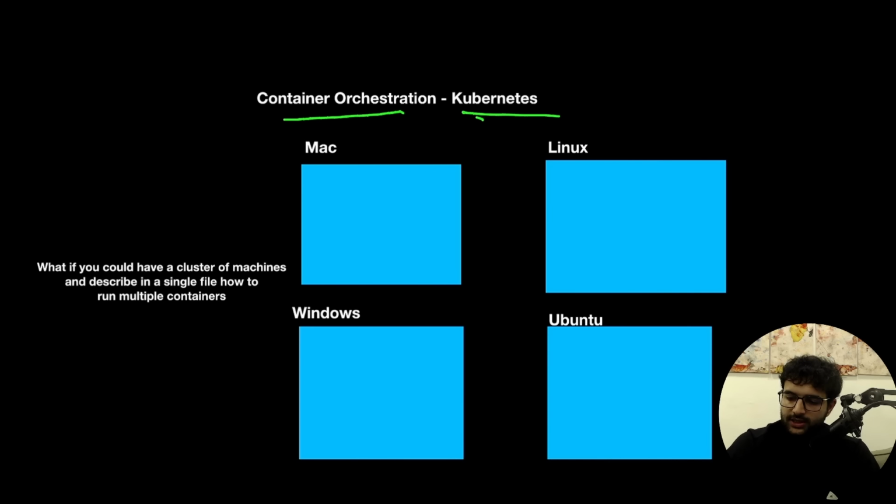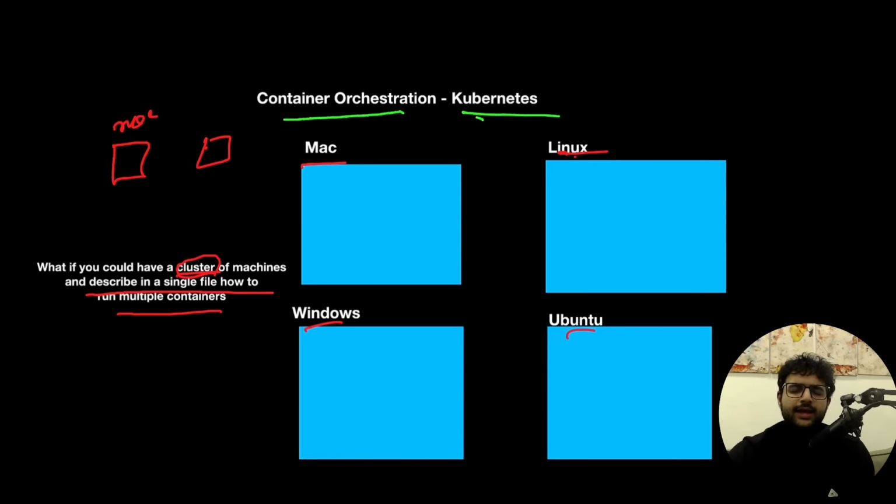Container orchestration, Kubernetes. What if you could have a cluster of machines? I repeat, a cluster of machines. What does cluster mean? 3 machines, 7 machines, 2 machines, a bunch of independent machines. Could be a Mac, could be a Linux machine, could be a Windows machine, could be an Ubuntu machine, could be 3 Ubuntu machines, 2 Windows machines, 5 Linux machines. Does not matter. If you have a fleet of servers or a cluster of machines and describe in a single file how to run multiple containers, wouldn't that be nice? Wouldn't it be cool? I don't have to worry about if I have a single Mac or the auto scaling bit.